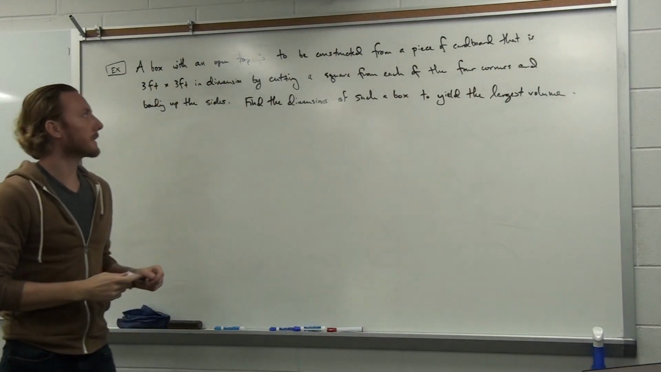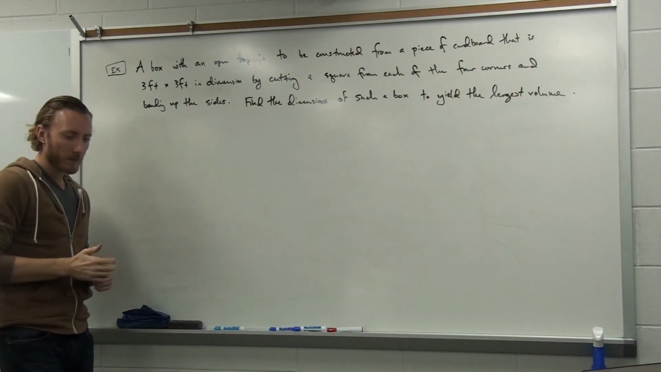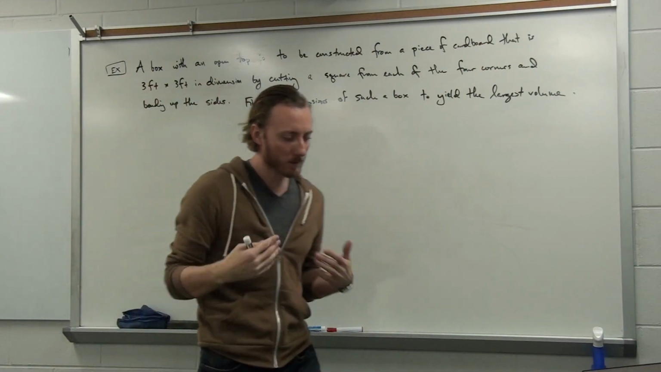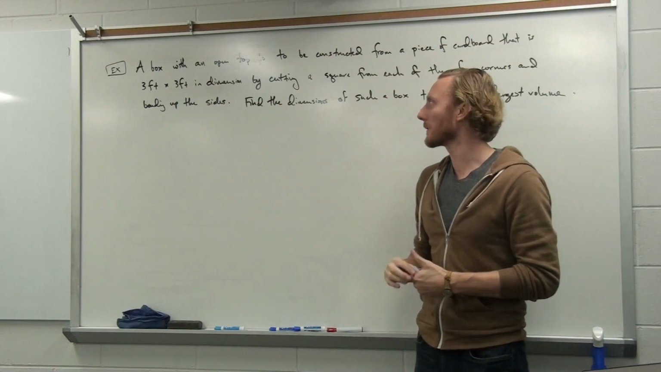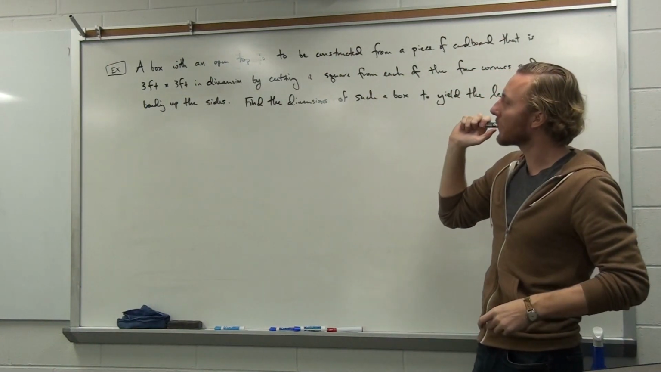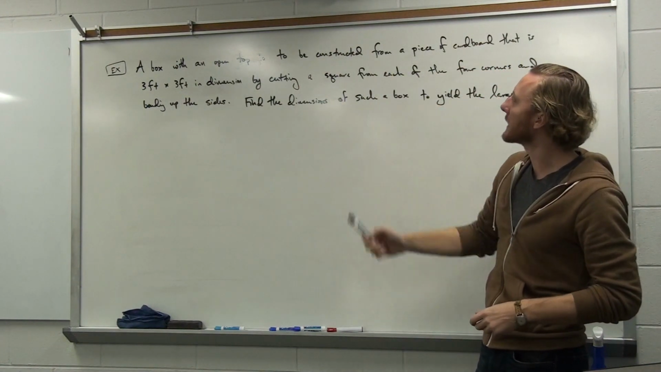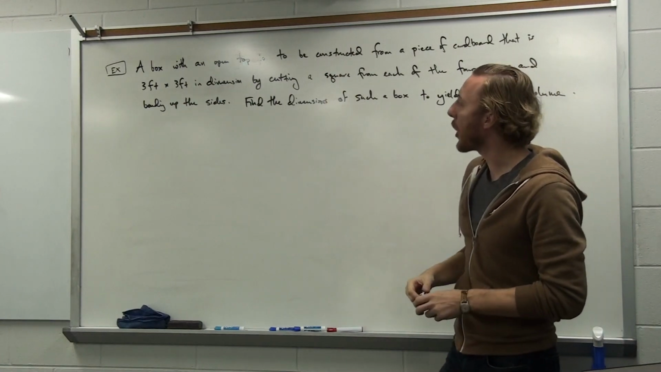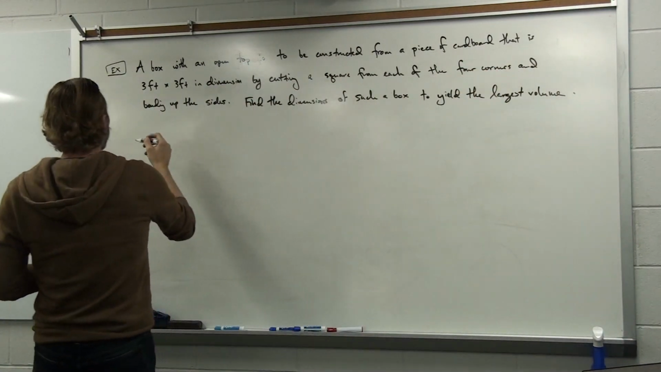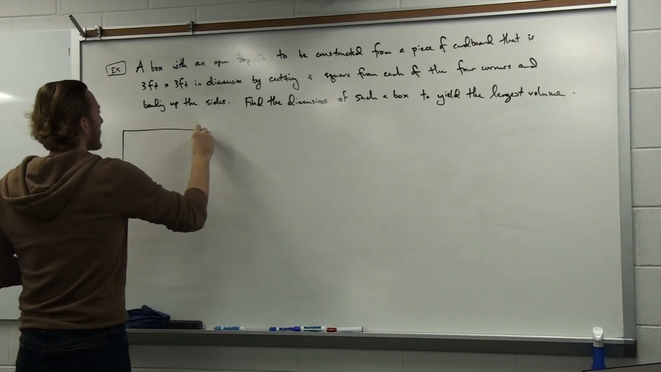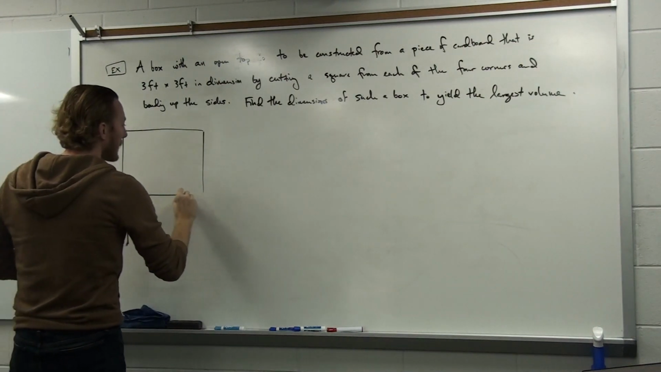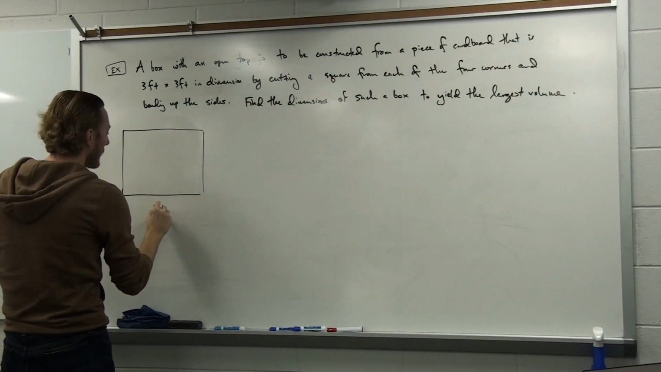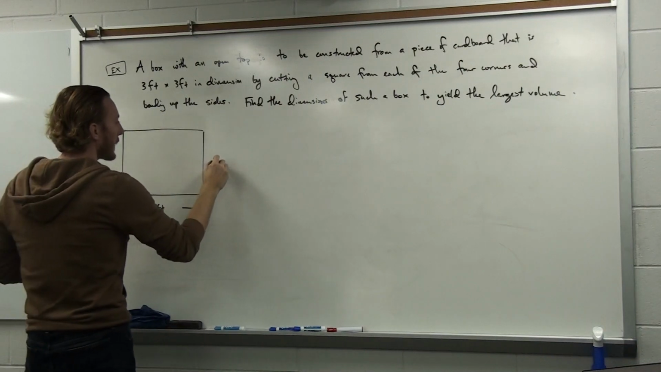Okay, so here is yet another real-world situation in which we are going to use our calculus skills to get the best out of the situation. So we are going to build a box with an open top from a piece of cardboard that is 3 feet by 3 feet in dimension. So you could imagine you've got a piece of cardboard 3 feet by 3 feet.